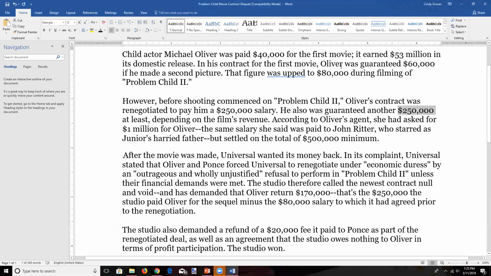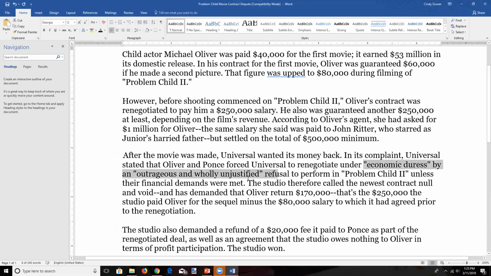Under the original contract, where he was going to earn $60,000 and then later the $80,000, Michael was supposed to make Problem Child 2. Under the revised contract, where he had the potential to earn $500,000, Michael was supposed to make Problem Child 2. So there's no additional consideration that Michael is providing, and yet he's going to get so much more money. And in fact, Universal said that the only reason they renegotiated for this more money was economic duress. And basically, their opinion was that Michael basically held the movie hostage.